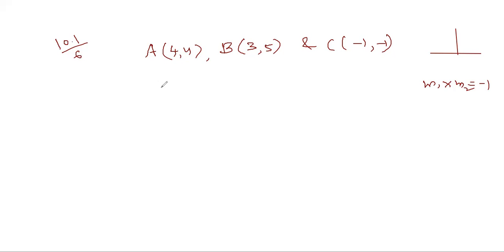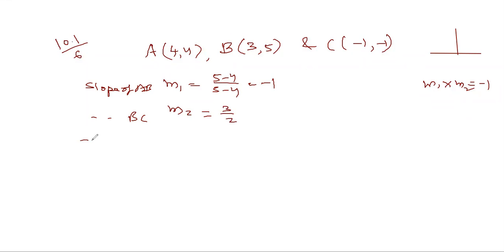Okay, I'll try to. So the product of their slopes, M1 into M2, will be equal to minus 1 if they are perpendicular. So we have to show that they are perpendicular. If we find the slope of AB, M1, it will be y2 minus y1, 5 minus 4 over 3 minus 4, that will come equal to minus 1. This is the slope of AB. Then the slope of BC, M2, will be equal to 3 by 2. Same way you can do it. And the slope of CA, M3, using the same formula, will come 1.